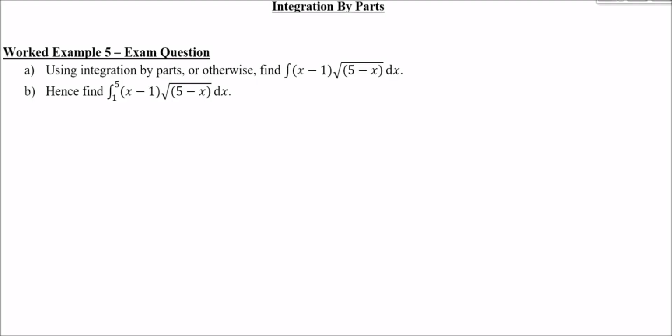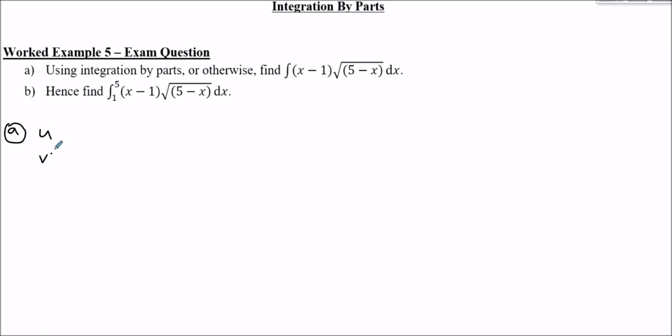Question 5 is actually taken from an older exam question. So here we need to use integration by parts, or otherwise, but we're going to do integration by parts. I'll spoil the surprise now. We're going to integrate brackets x minus 1 brackets root of 5 minus x dx. So first of all, for part B, by the way, we're going to use that result to help us with part B. But first of all, for A, we need to set our u and v dashed.